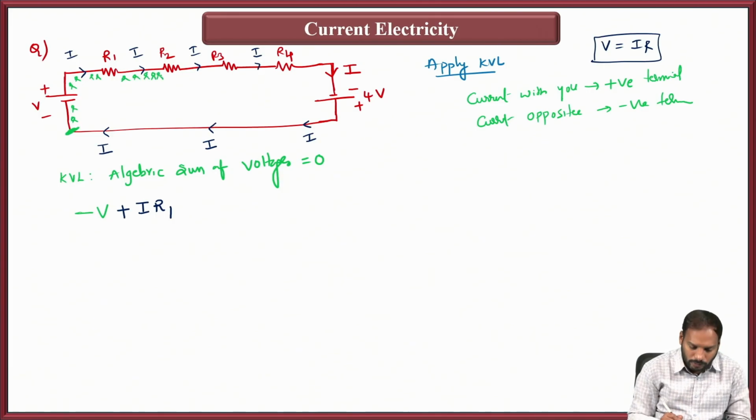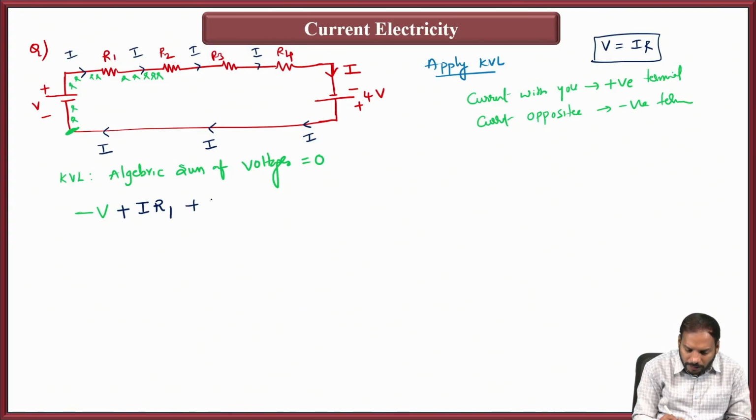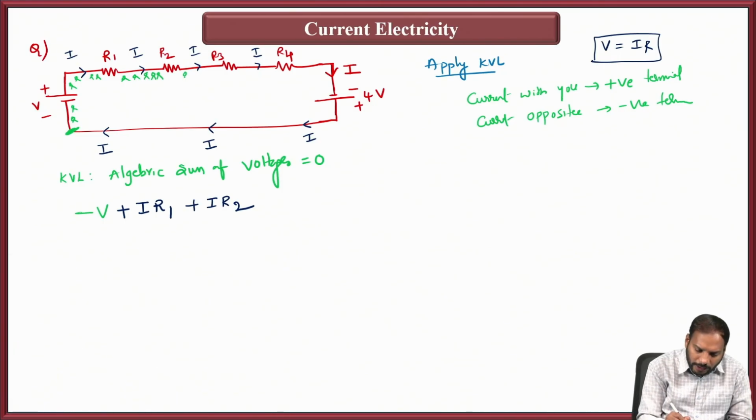Now I am at R2. I stand here and observe the current. Is the current I coming with me or opposite to me through the resistor R2? Here also the current is coming along with me, so I'll consider it as IR2. Okay, then once again I'll take the green color and go ahead.